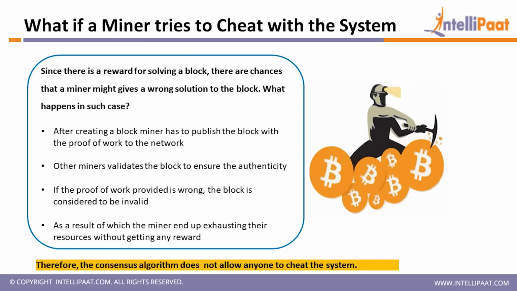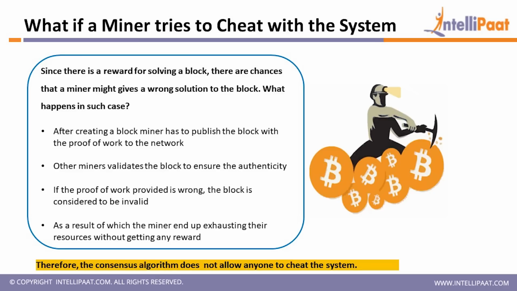After creating a block, the miner has to publish the block with the proof of work to the network. Other miners now start validating the block to ensure its authenticity. Means the winner block will not be simply submitted to the chain. It will be validated by other miners who were participating and lost during that time. If the proof of work provided is wrong, the block is considered to be invalid. As a result, the miner ends up exhausting their resources without getting any reward.